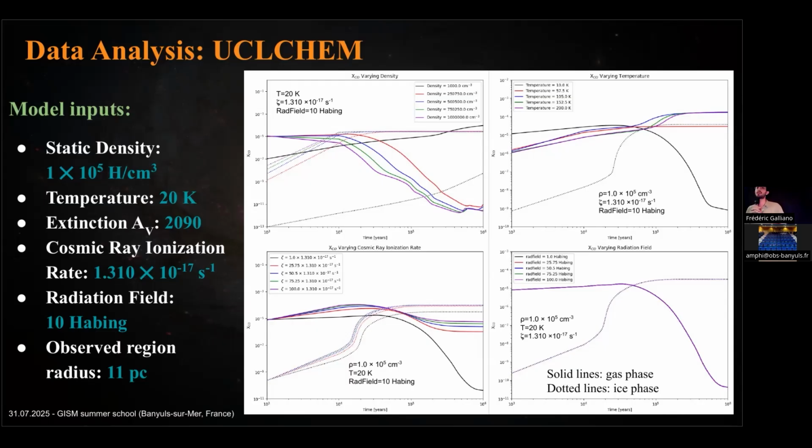We can see that the density is the parameter that affects these outputs the most. And it is noticeable that the radiation field, which is the last plot, does not affect it that much. This is quite expected because you're working in a medium with relatively high visual extinction, so the UV cannot penetrate and gets attenuated quite fast at the edges.